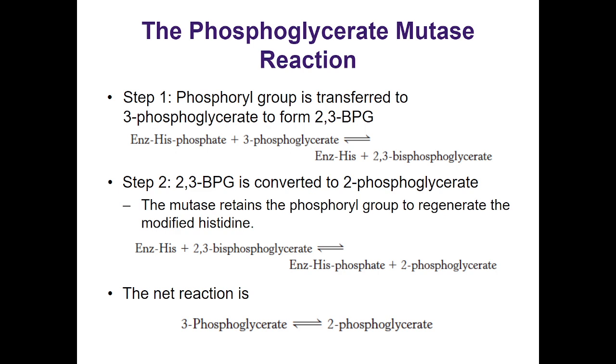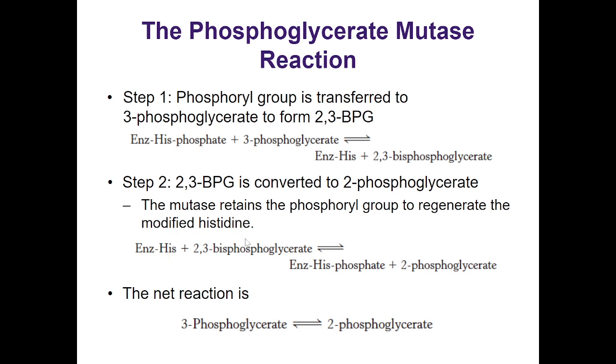Isn't that interesting that in biochemistry, we take organic chemistry reactions and we just collapse them down? Typically, these ones that you're seeing, by the way, are biologically important in some way. So the 2,3-BPG is then going to be converted to the 2-phosphoglycerate. The mutase will retain the phosphoryl group to regenerate the modified histidine. This is, again, your enzyme. It has the histidine residue right here, so that's what's going to be bonding the phosphate.